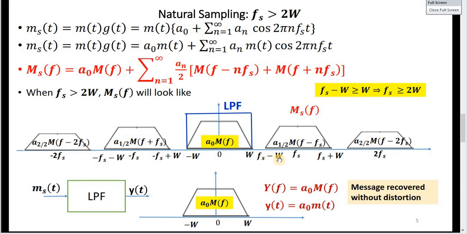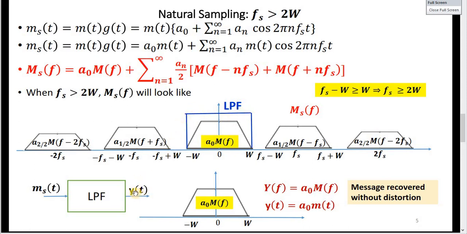Now, if fs minus w is greater than w, then these two frequency components are separated and they do not overlap in frequency. This, of course, is equivalent to saying that fs is greater than 2w. If fs, the sampling frequency, is greater than twice the message bandwidth, these two frequency components are detached, and therefore, if we pass Ms(t) through a low pass filter with bandwidth equal to w, then we can extract this term, which is proportional to m(t), and reject all other terms which are outside the pass band of the filter.